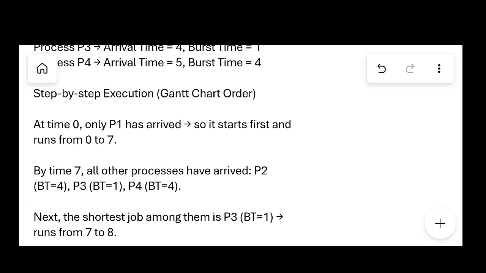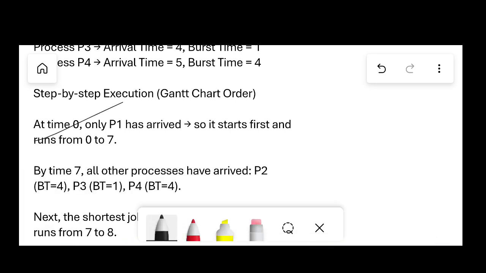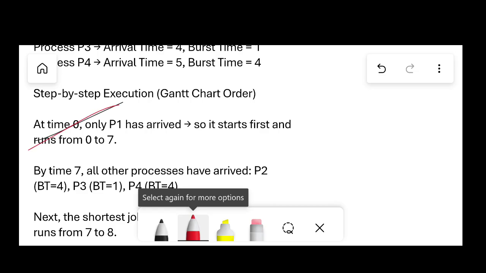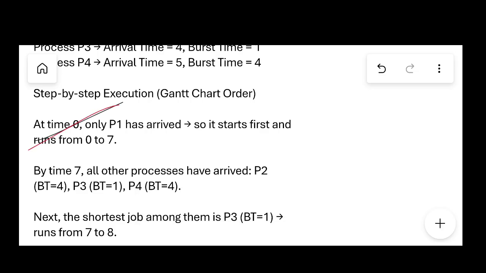At time 0 only P1 is available, so it will start first and run from 0 to 7. Then by the time P1 finishes, all the other processes have already arrived: P2, P3 and P4. Out of these, P3 has the shortest burst time, just 1 unit, so it executes next from 7 to 8.